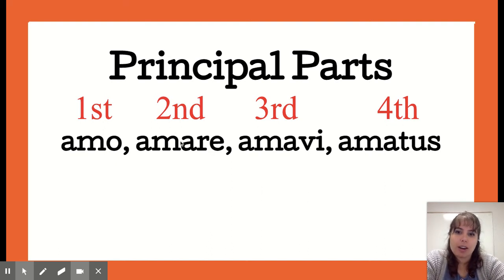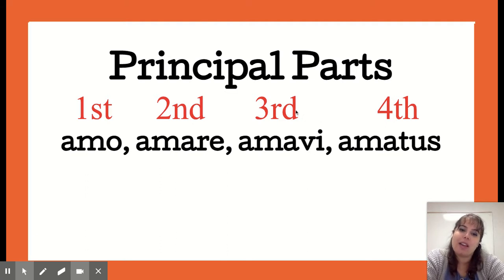And this is where we get our present stem from. So this is where we get the stem for the present tense and the imperfect tense. You just drop off that re and add your present tense or imperfect tense endings to that. With a couple of the verbs, there might be some vowel changes, but for the most part, that's how that works.